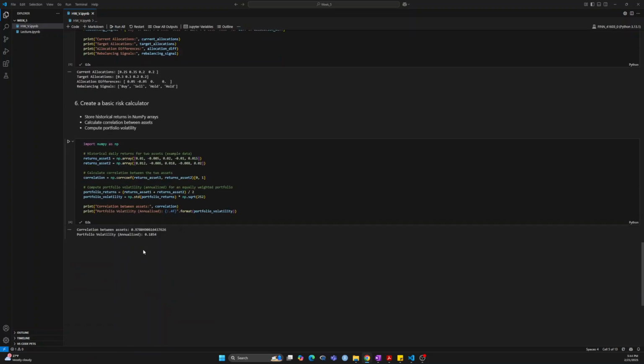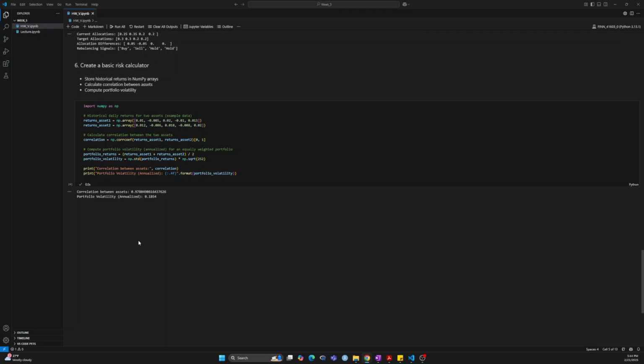All right, and then as we scroll down, the last question is to create a basic risk calculator which stores historical returns in NumPy arrays, calculates correlation between assets, and computes portfolio volatility. The final program, which we created, is called the Risk Calculator, and it focuses on portfolio risk assessment. It takes historical stock returns and calculates two key risk metrics. So one, the correlation coefficient, measures how two assets move relative to each other. A correlation close to 1 means the assets move together. A correlation close to -1 means they move in opposite directions. A correlation near 0 means they are independent of each other.